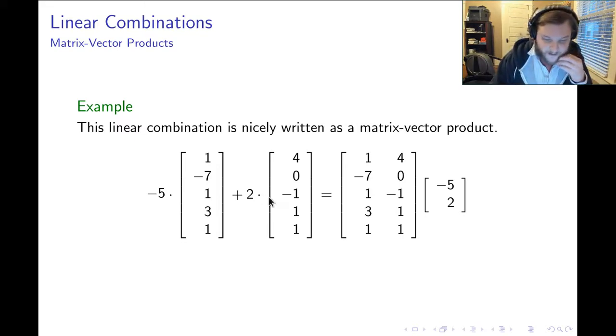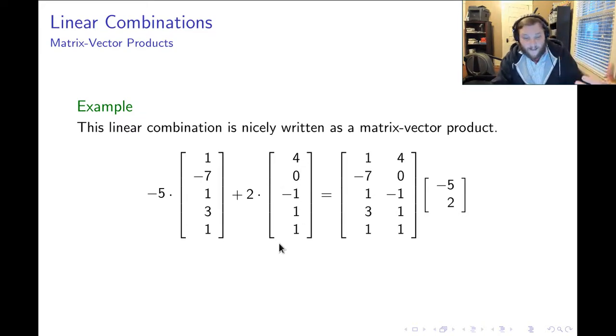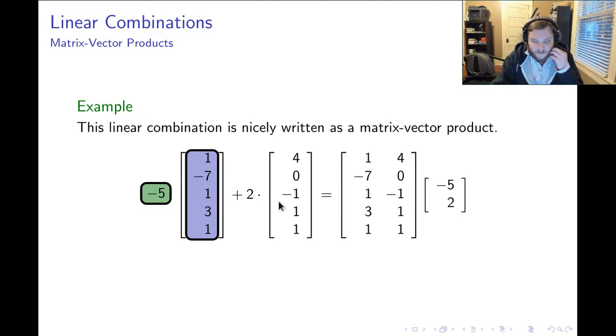So here, the idea is that we're starting on the left-hand side of this equation, and for whatever reason, we're working on a problem, and the expression -5 times this first vector plus 2 times this second vector pops up. Well, we recognize this as a linear combination of two vectors, which means we can rewrite this expression as a matrix multiplied by a vector. The first term in this linear combination is -5 multiplied by the vector 1, -7, 1, 3, 1.